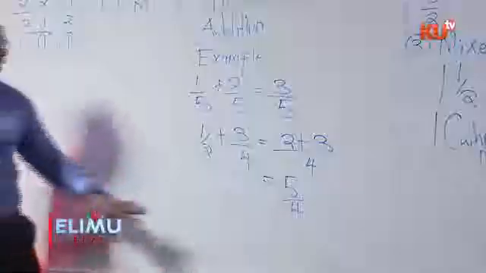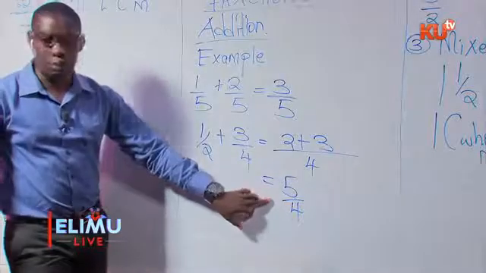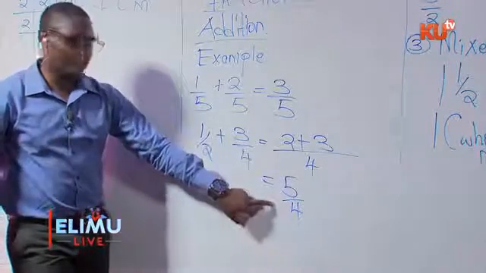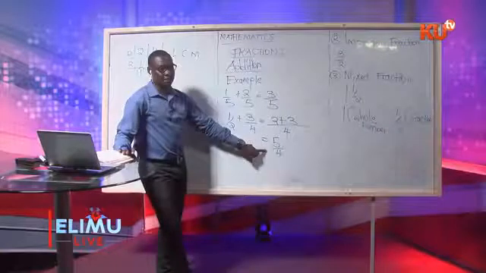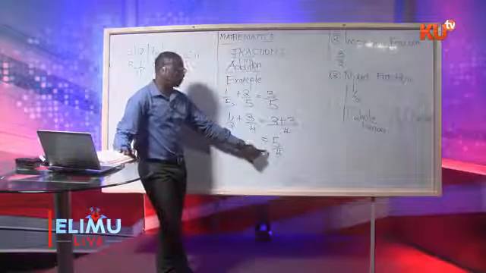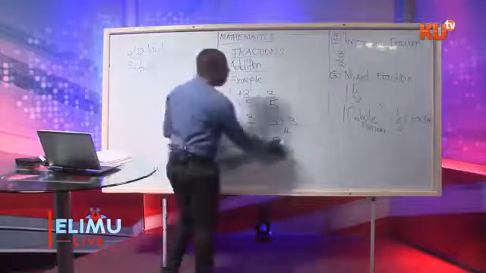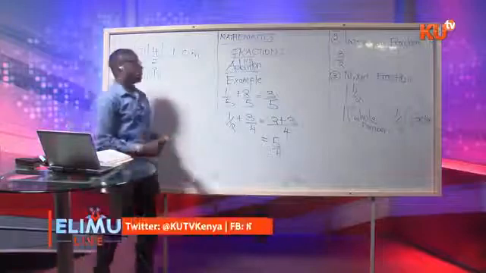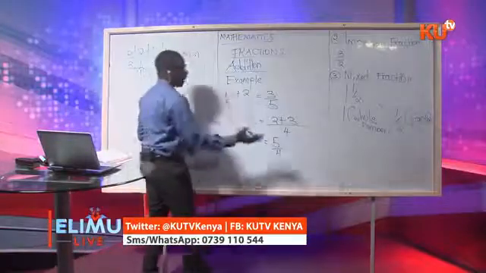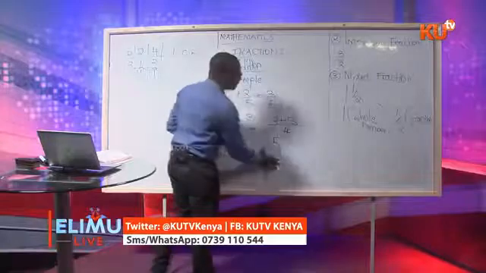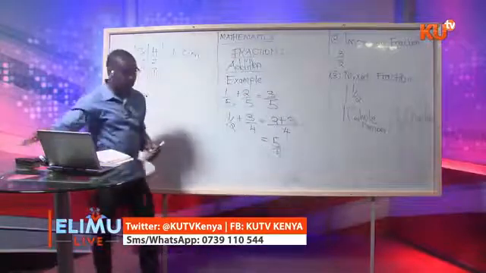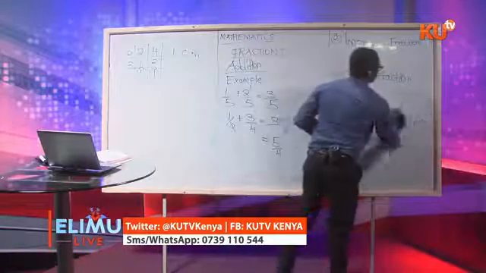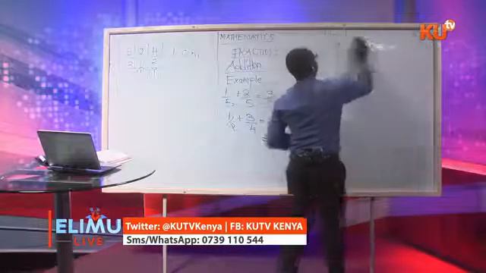Now you realize that this answer is an improper fraction. Remember, that is the first thing I explained. We don't leave our answers as improper fractions. So in this case, we are going to change this improper fraction into a mixed fraction. The answers we give should either be a proper fraction or a mixed fraction. We can't have an answer that is an improper fraction. So let's change that so that we can all see.